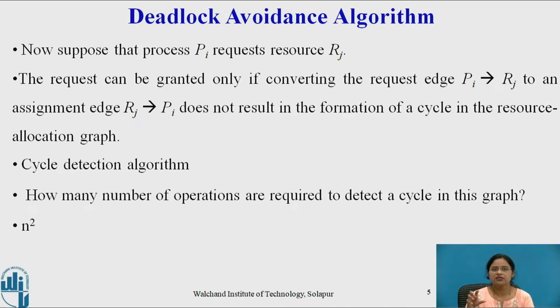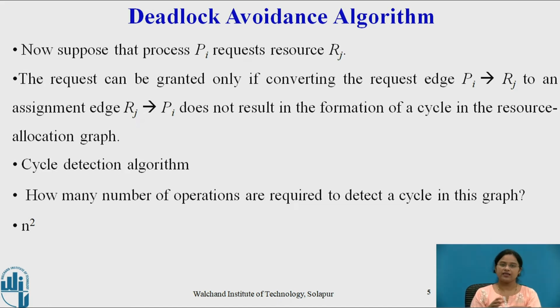Now, suppose process Pi requests resource Rj. Okay. Then the request can be granted only if converting the request edge Pi to Rj to an assignment edge Rj to Pi does not result in the formation of a cycle in the resource allocation graph, and that is called a cycle detection algorithm.